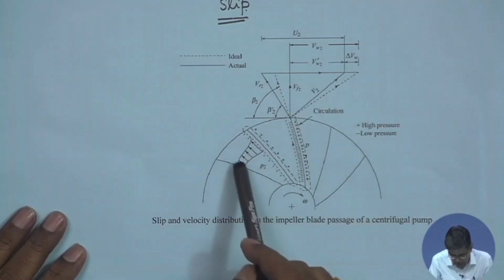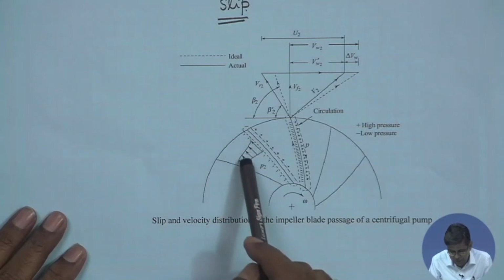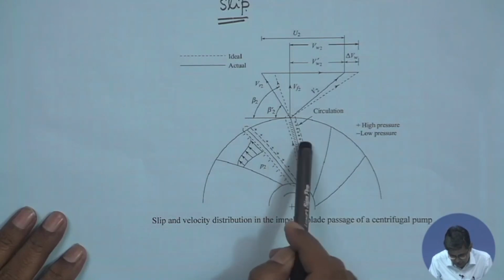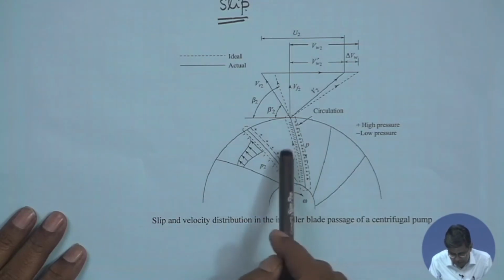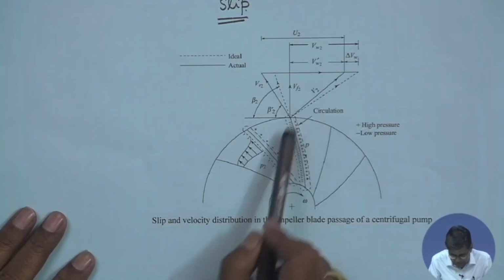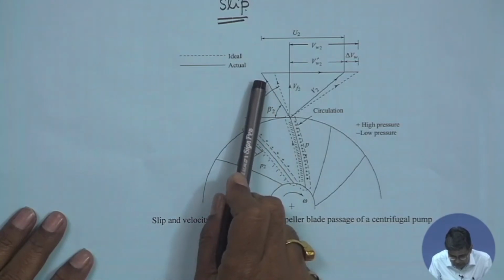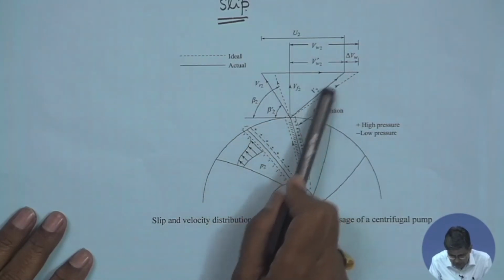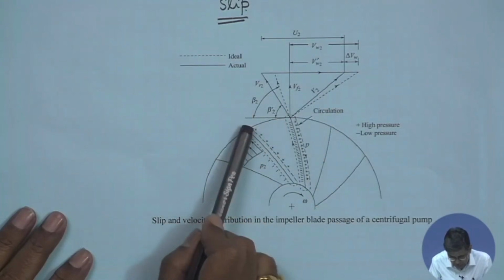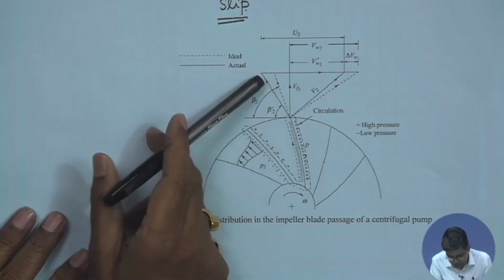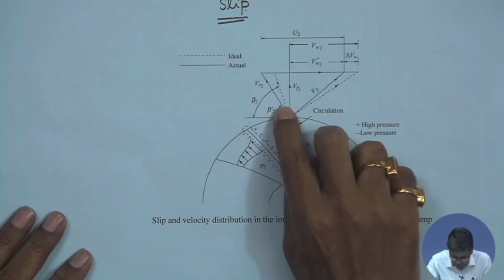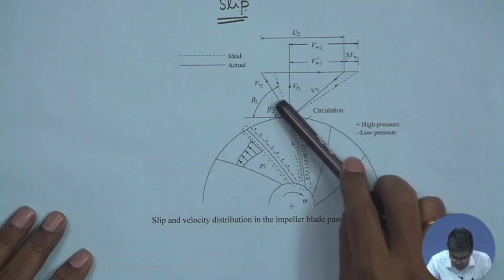But because of this non-uniform velocity distribution, because of this circulation due to the difference in pressure at both the leading and trailing surfaces, which is because of the curvature and the pressure gradient it imposes, this triangle is changed like this. This firm line is the actual one. This is V2. So, VR2 is not beta 2. This is beta 2, which is the actual. But here this is beta 2 dash. So, beta 2 dash is lower than beta 2.